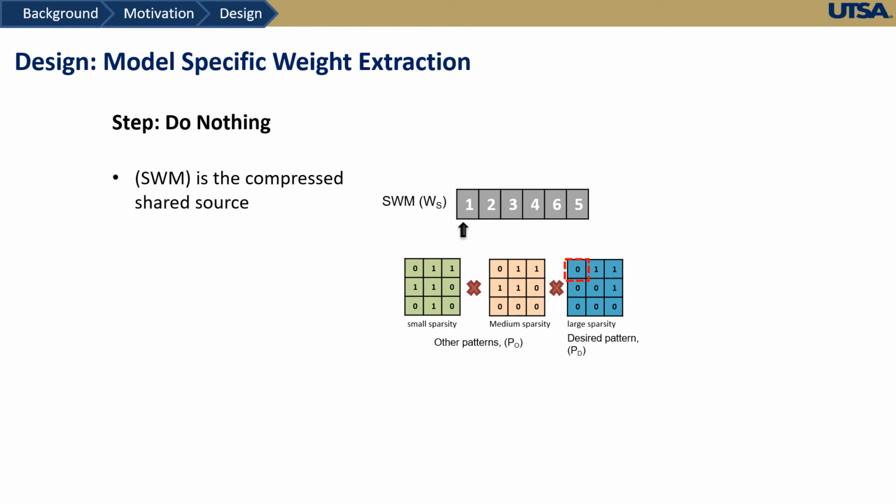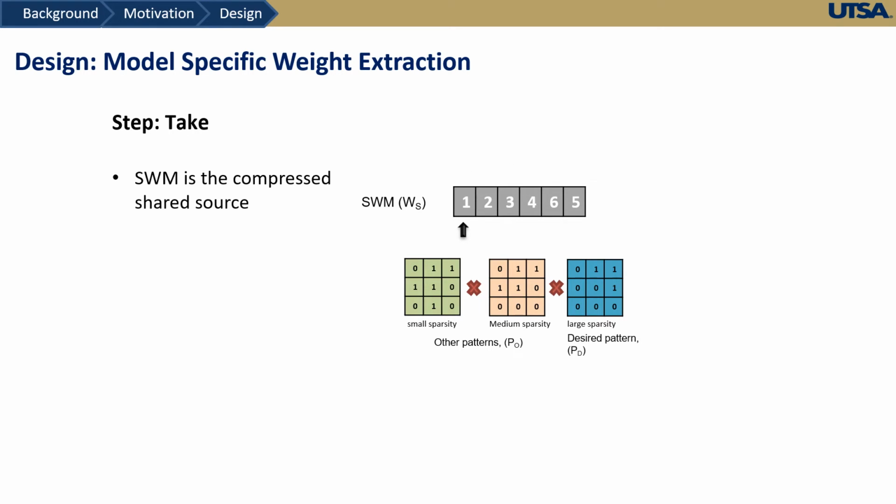Now we will iterate through the desired model pattern first. So if we find a 0 in the desired model pattern, then we will look for the other model pattern with the same index. And if it's also 0, we will not take the source to the output and we will not change the pointer. So this state is called the do nothing state.